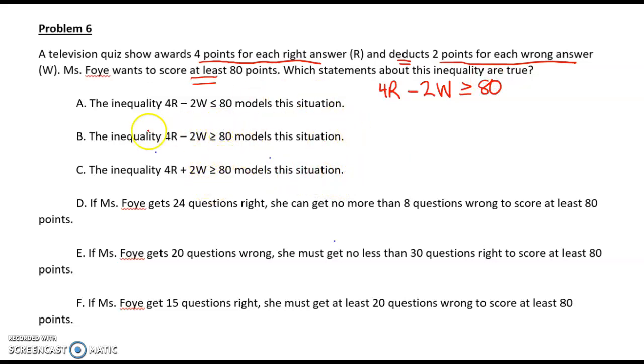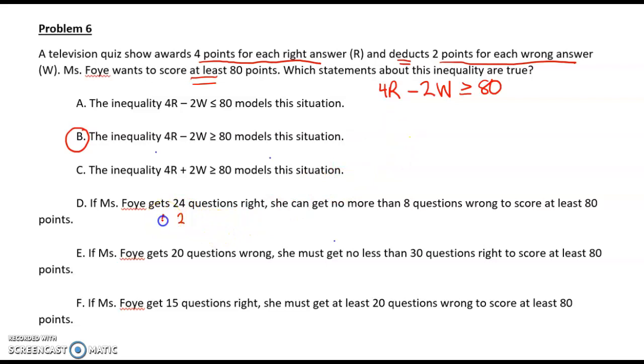Let's see. Well, it's B, because that matches the inequality that we wrote. So we know that A and C are not right. Let's look at D, E, and F. If she gets 24 questions right, she can get no more than 8 questions wrong to score at least 80 points. So let's plug this into our equation and see what happens.